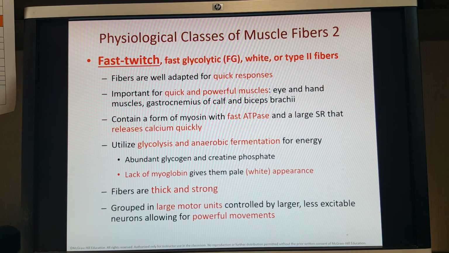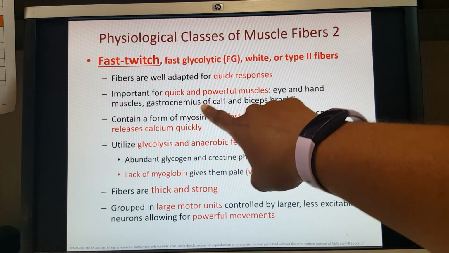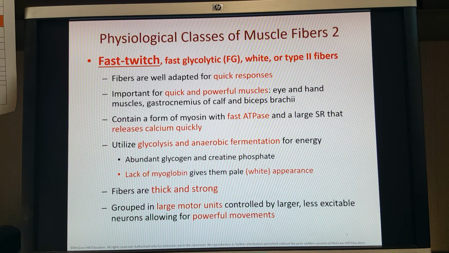The other type are your fast twitch. So these are for more strong, quick movements. For example, your eye being a very quick type of movement. You do have larger motor units, so you have all of these neurons firing at the same time, so you can have that quick or powerful movement. Another area would be your calf muscles and biceps brachii, so very strong movement as you are lifting something, or gastrocnemius, so your calf, like trying to run away.